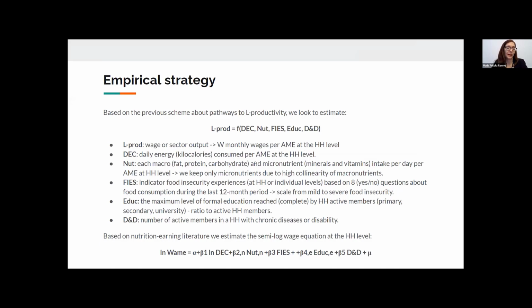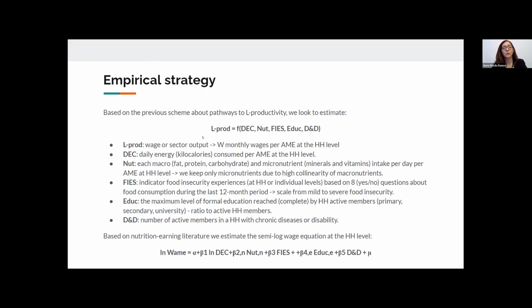All these indicators were calculated at the household level, but in terms of adult male equivalent intakes, in order to normalize the variables. In terms of the equation we will estimate, we will choose the monthly wages, also per adult male equivalent earned at the household level, as a measure of labor productivity.